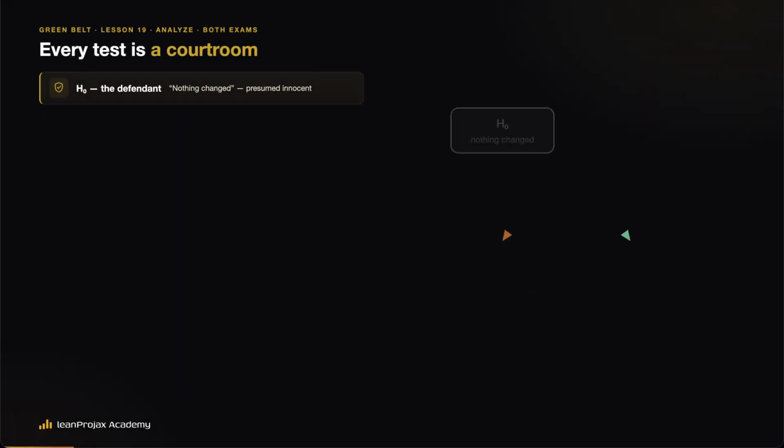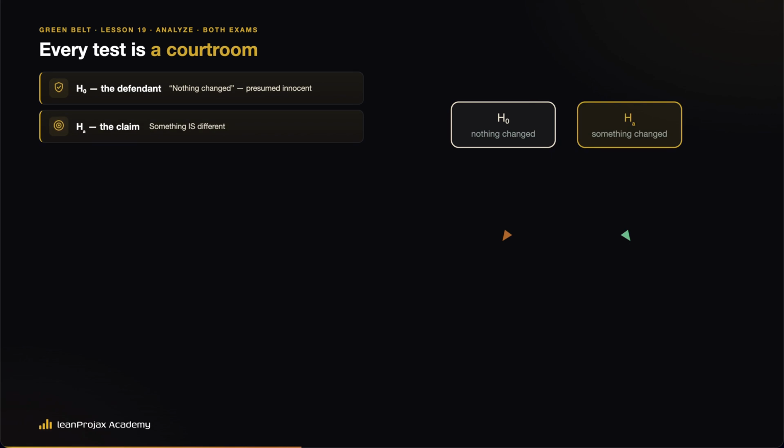Every hypothesis test is a courtroom. The null hypothesis, H0, is the defendant. Nothing changed, no difference, no effect. It's presumed innocent. The alternative, HA, is the prosecution's claim, something is different. Your data is the evidence, and the verdict rule is strict.